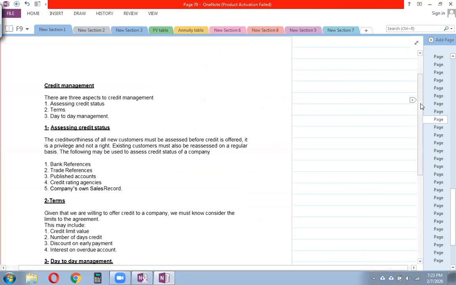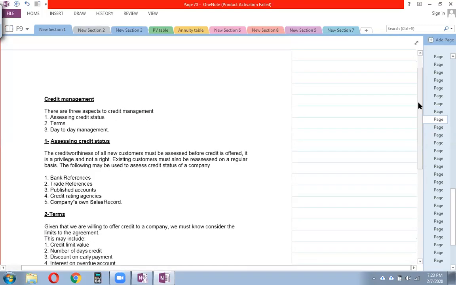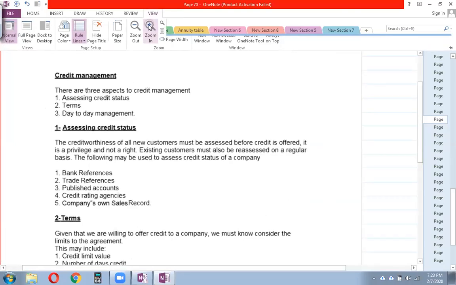So if you see on the next page, we have a small area, which is again frequently tested in exam, right? Credit management. What is included in the credit management?